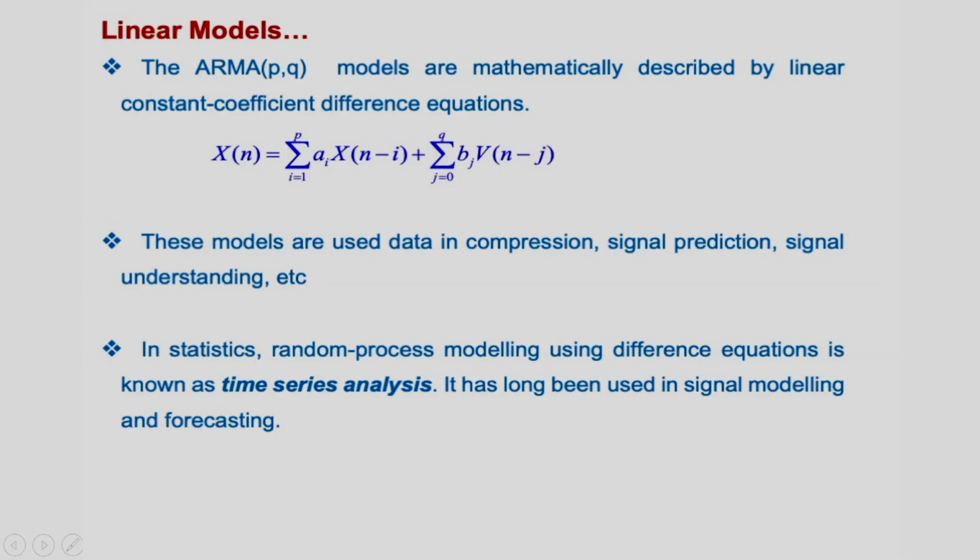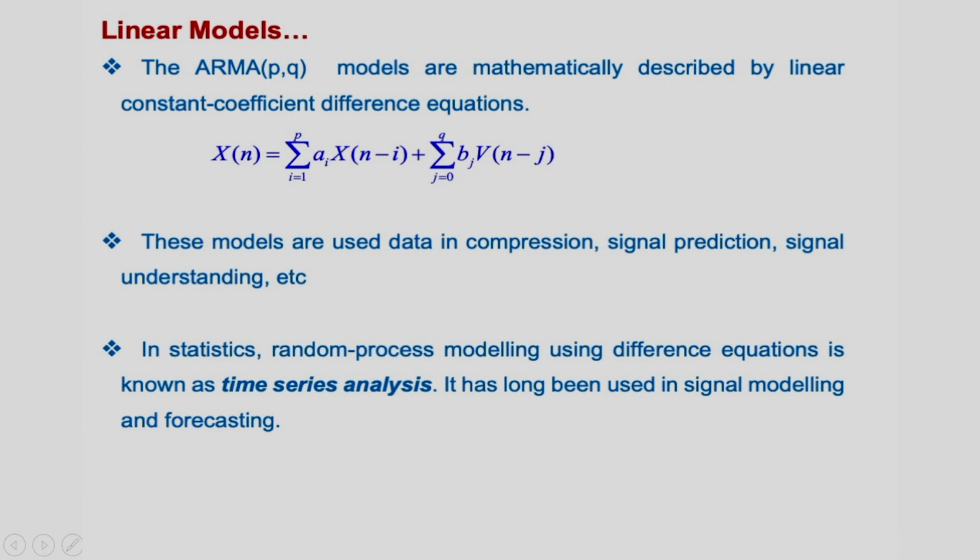Now, in the time domain, this ARMA(p,q) model can be described by a linear constant coefficient difference equation. So, this is a difference equation. Therefore, x[n], that is the output variable, is equal to summation a_i x[n minus i], i going from 1 to p, that is the autoregressive part, plus summation b_j v[n minus j], j going from 1 to q. So, this is the linear constant coefficient difference equation model for the ARMA(p,q) process.